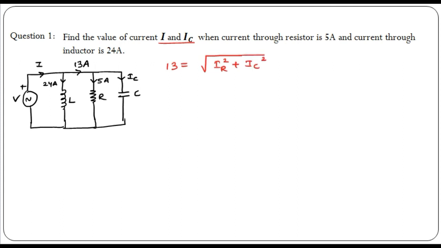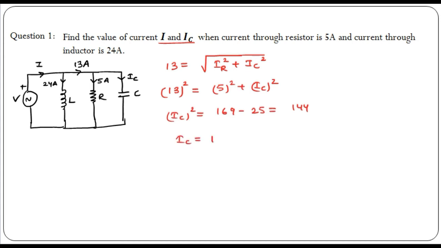Okay, so squaring on both sides, we get 13 square equals the current flowing through the resistance, already given, that is 5 square, plus IC square. So from here we get the value of IC square. 13 square is 169 minus 25, it will be equal to 144. So from here we get the capacitor current as 12 ampere. Next we have to find out the total current I.